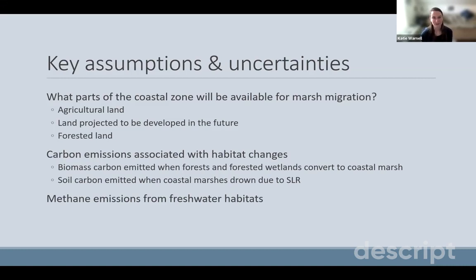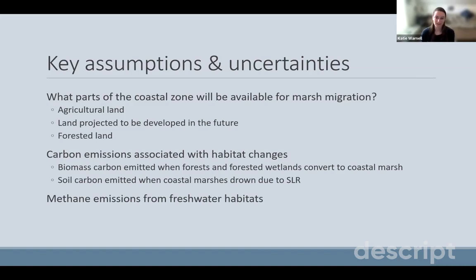The only version of the model that we ran in which the study area actually remained a net carbon sink under sea level rise was when we prevented marsh migration into forested areas entirely to avoid those biomass losses, but that's not something that's feasible to do on a large scale.